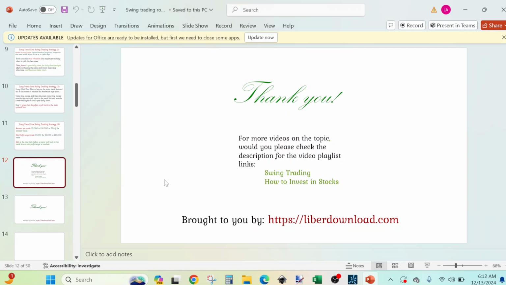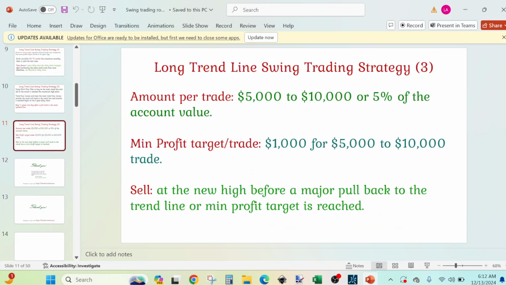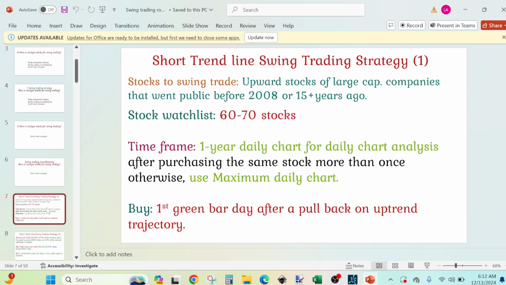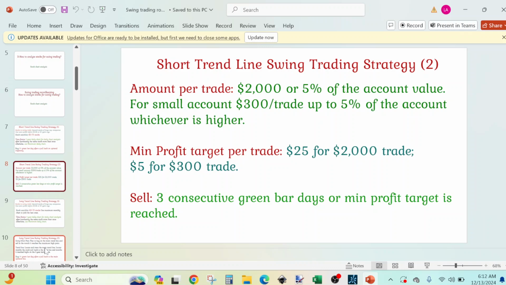And swing trading is one way to save money, but just make sure you start small. If you are a beginner swing trader, just start small, allocating a small dollar amount to your trade, and go from there.